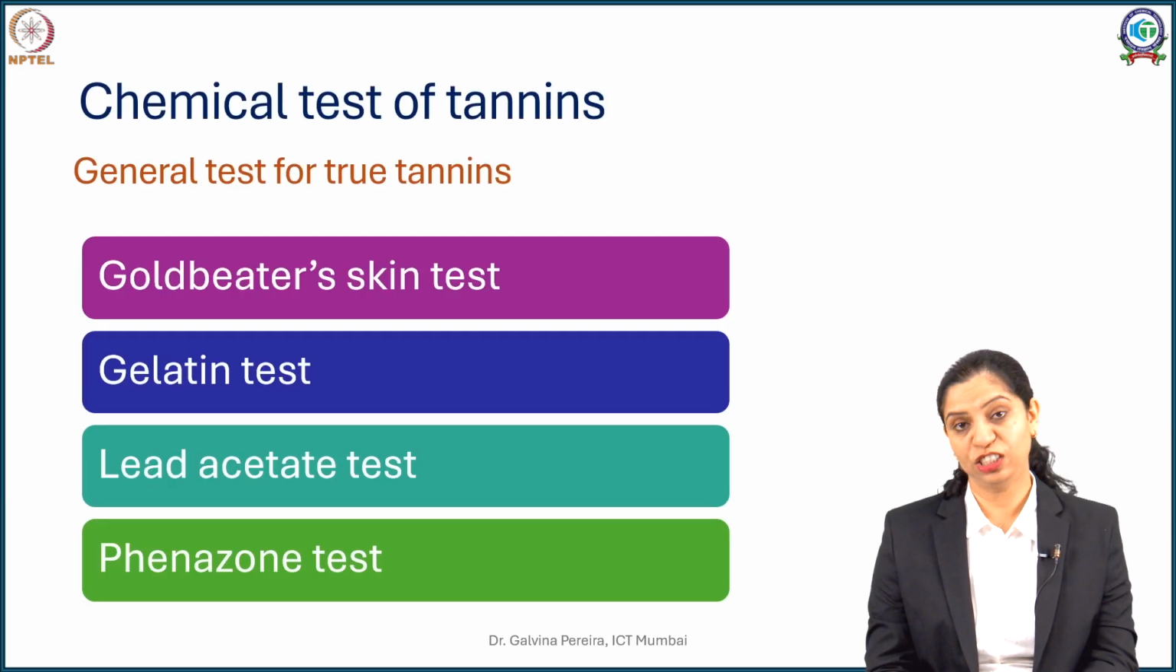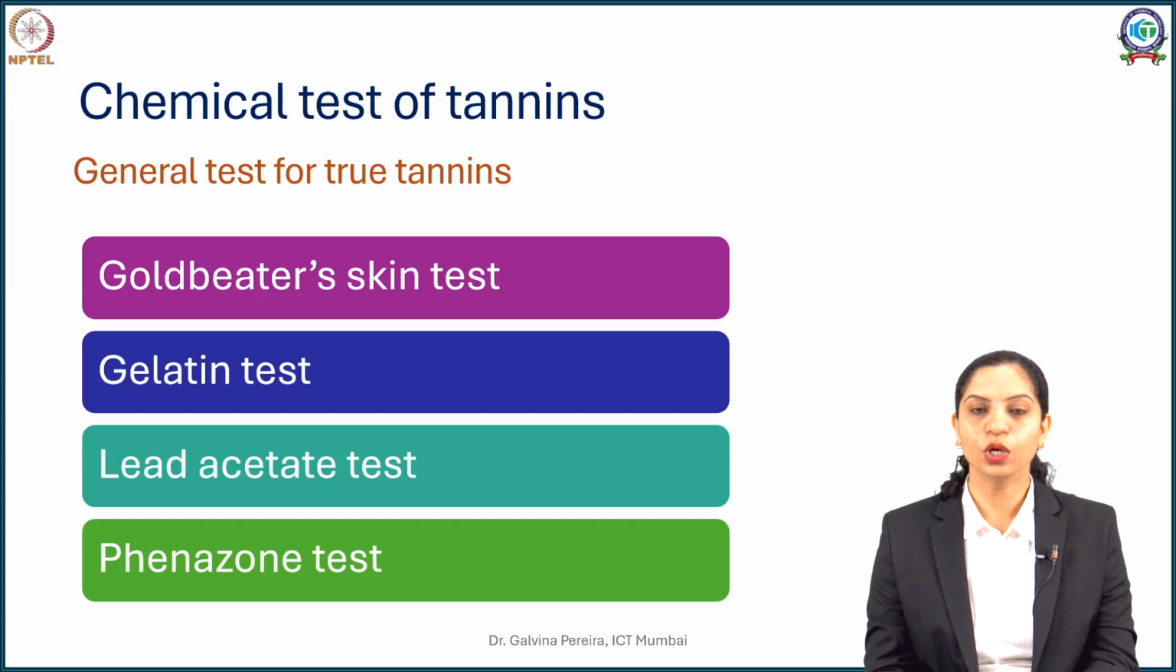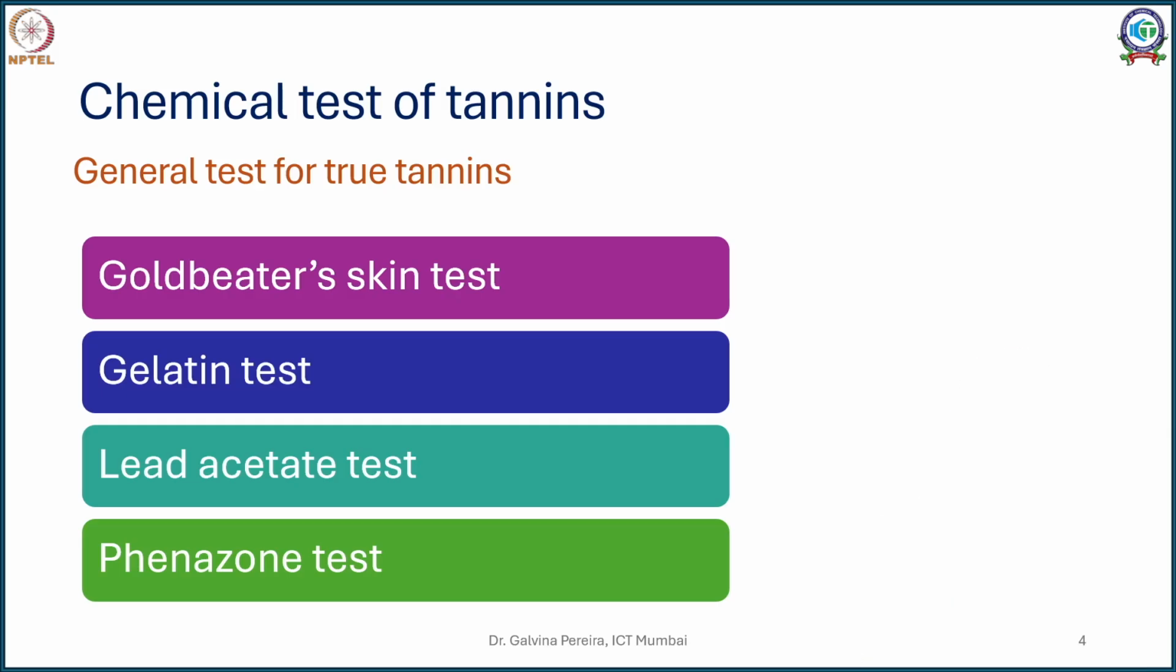Once you have your extract of tannins ready, you can apply a few general tests to see whether they contain tannins or not. The general tests for true tannins include the Gold-Beater's test, which uses ox skin, the gelatin test, which uses a gelatin solution, the lead acetate test, and the phenazone test. These tests will tell you whether the true tannins are present in solution or not. Let's see them one by one.